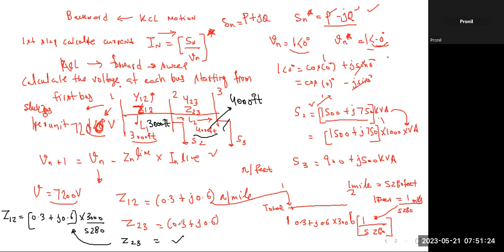So change it. This will change because of this. This numeric digit will change. So it would be 0.3 plus j 0.6 into 4000 divided by 5280. Can you calculate it and tell me the value? In rectangular form only, can you calculate and tell me the value for Z12 and Z23?